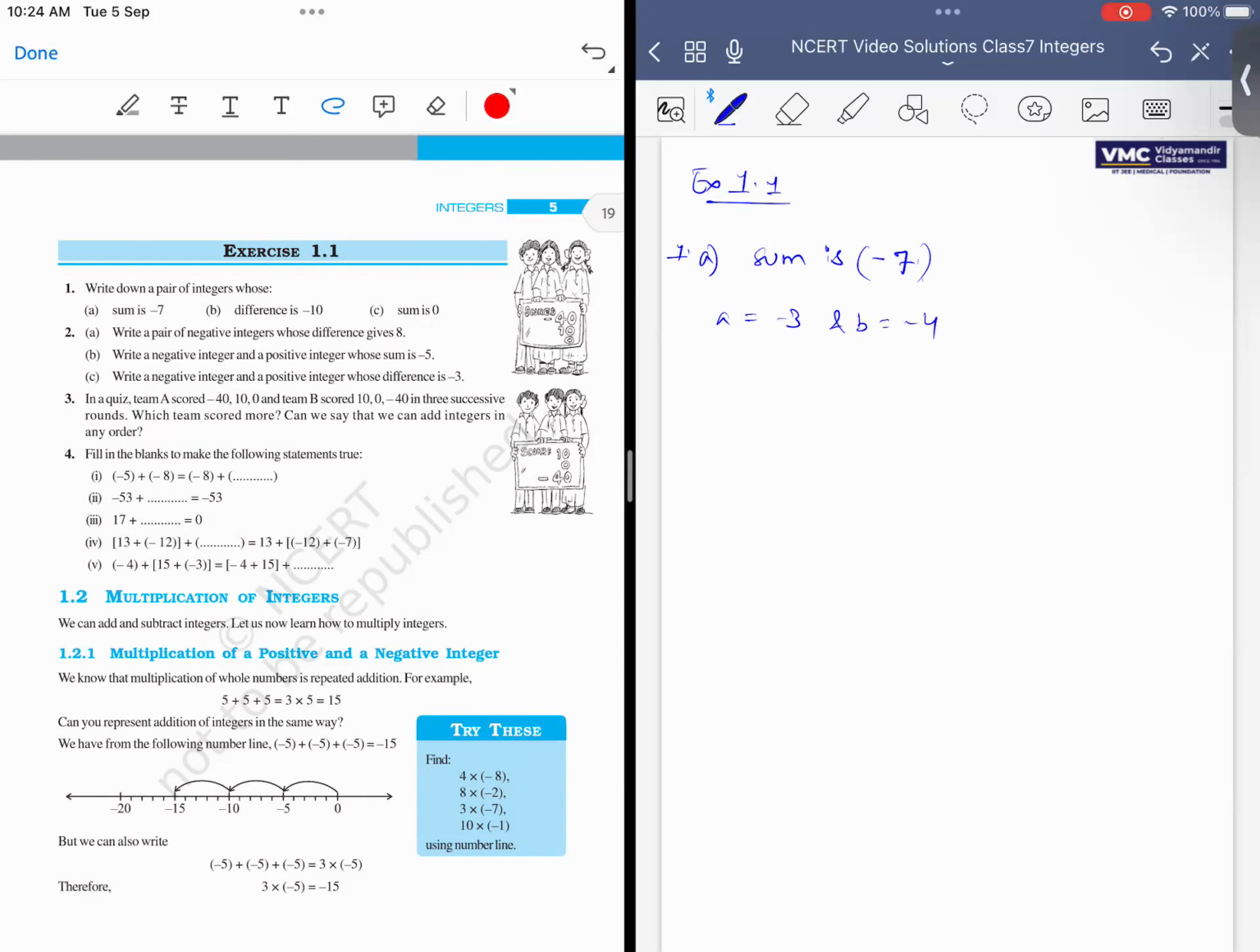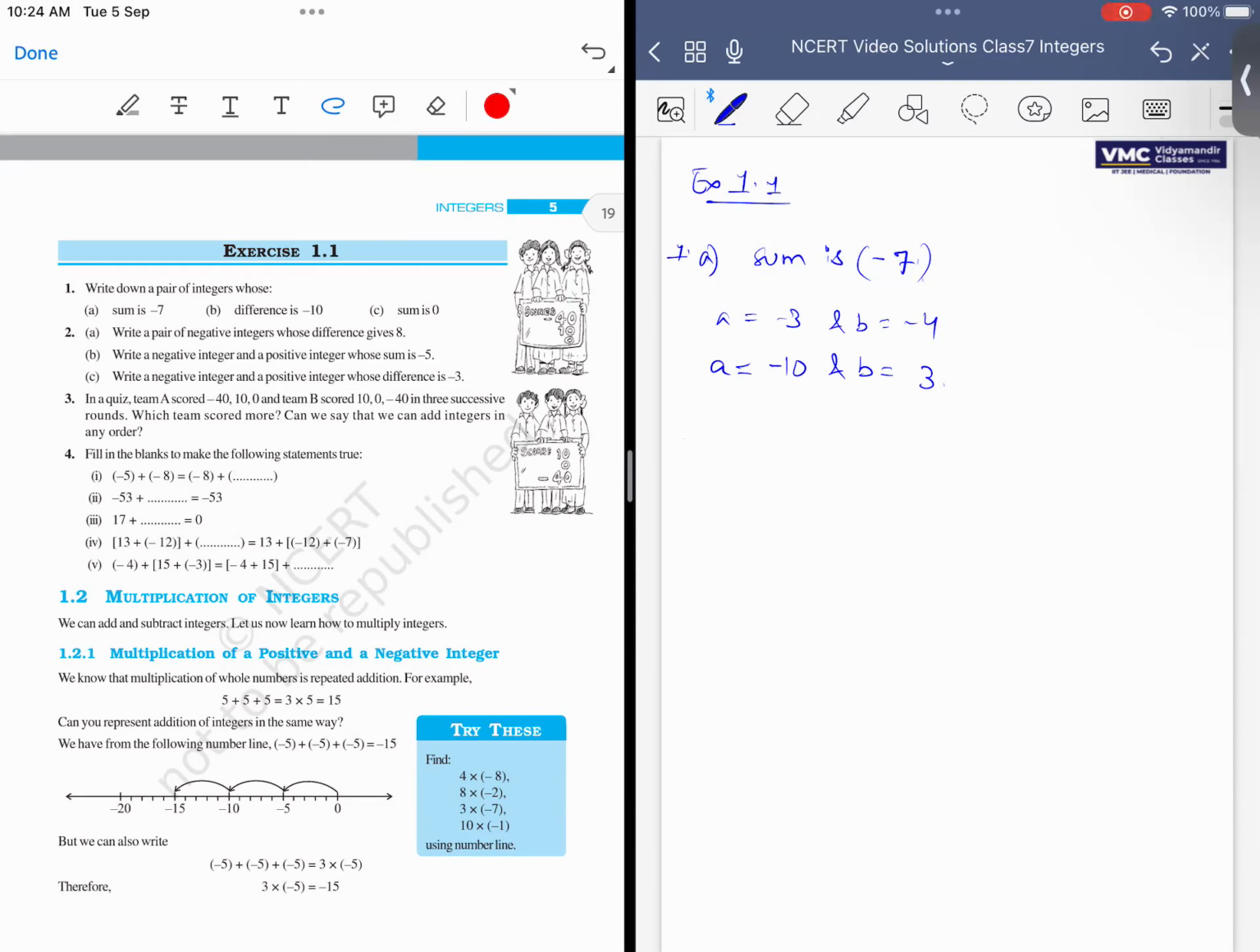So A can be -3 and B can be -4. Therefore that sum will be -7. Or A can be -10 and B can be 3. So these are the pairs.